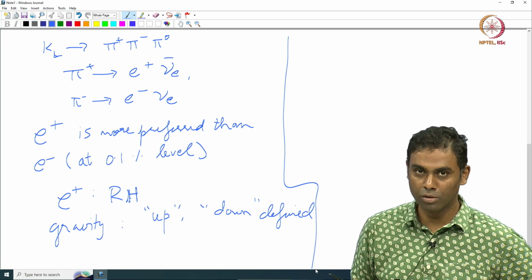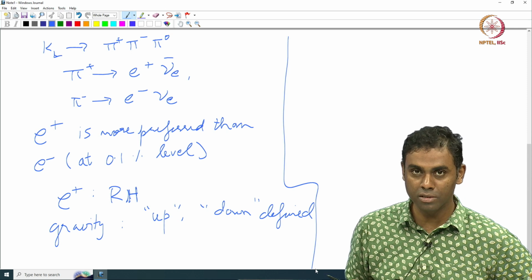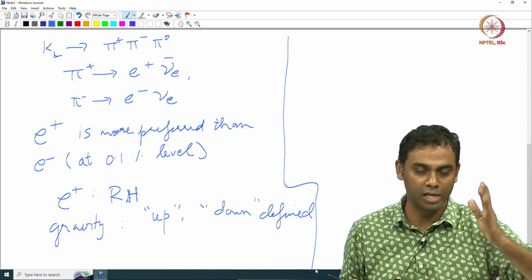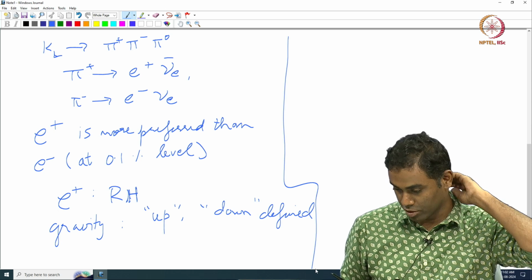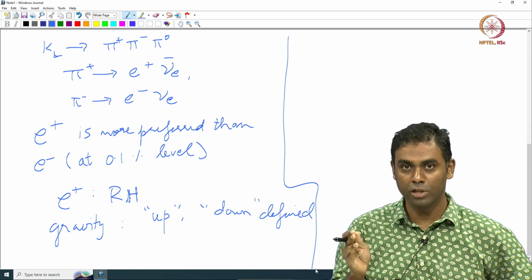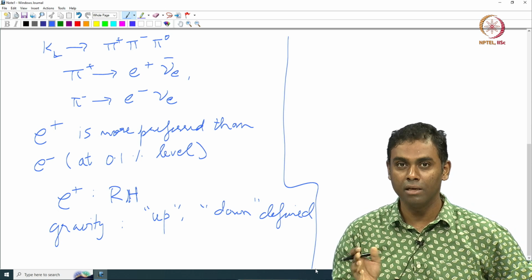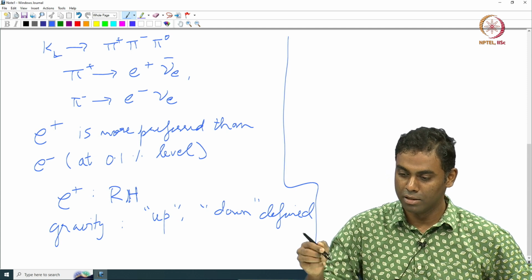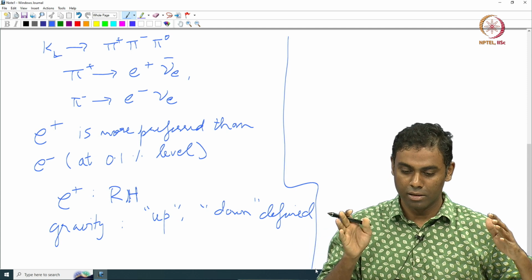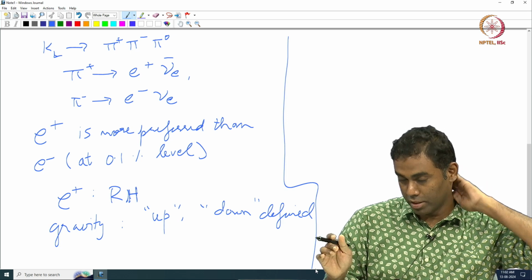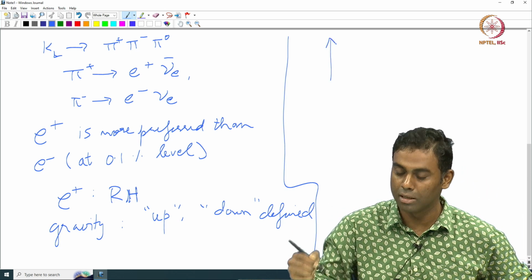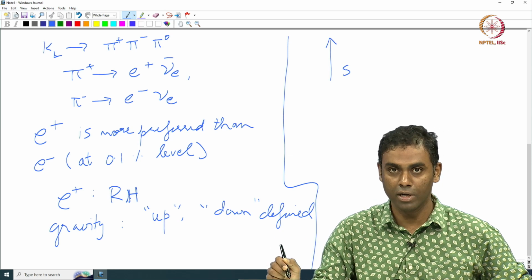But we still do not have right and left. What we tell them is, you take this lepton, plus or minus whatever, they will pick the plus, the positron, and look for the helicity and see in what direction the spin is aligned. Since it is right handed, you tell them to look for the helicity and assume that the spin is aligned up.